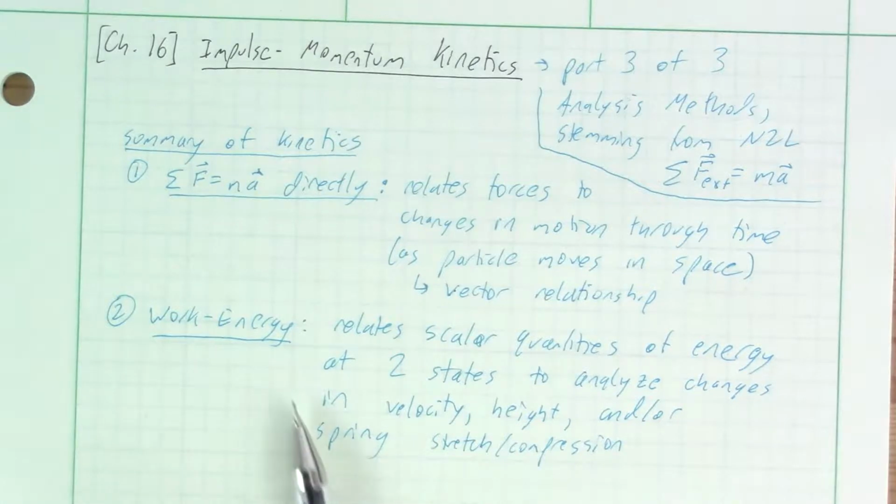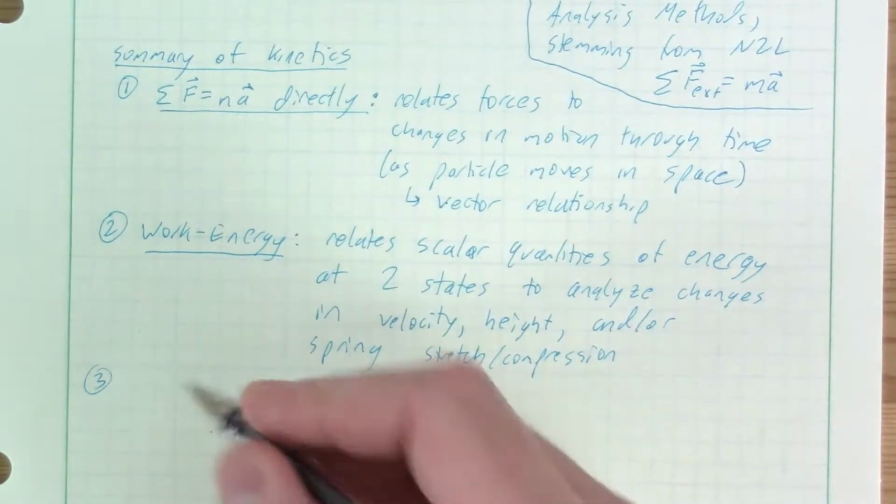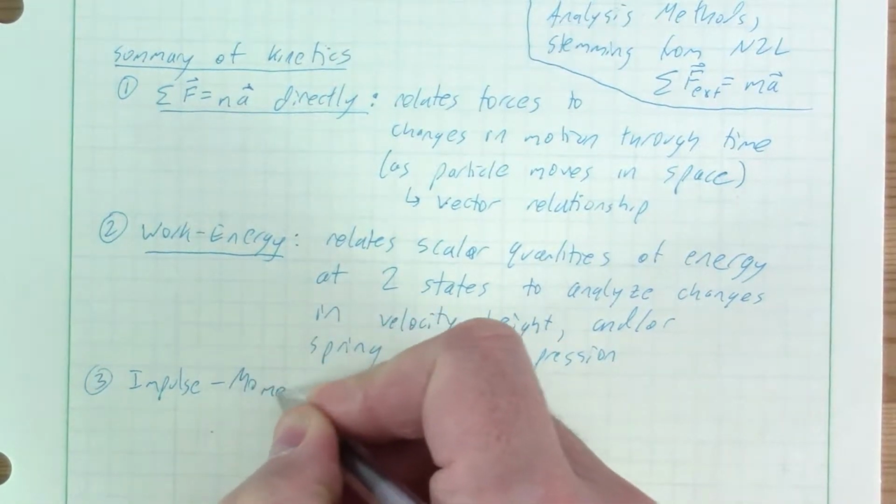through space. We then did some tweak to that and got to work energy, which relates scalar quantities of energy at 2 states to then compare velocities, heights, and maybe string lengths or spring lengths, sorry, at 2 different states, 2 different times, 2 different positions, whatever you want to call it. And then our third one, which we're moving into today, is the impulse momentum.